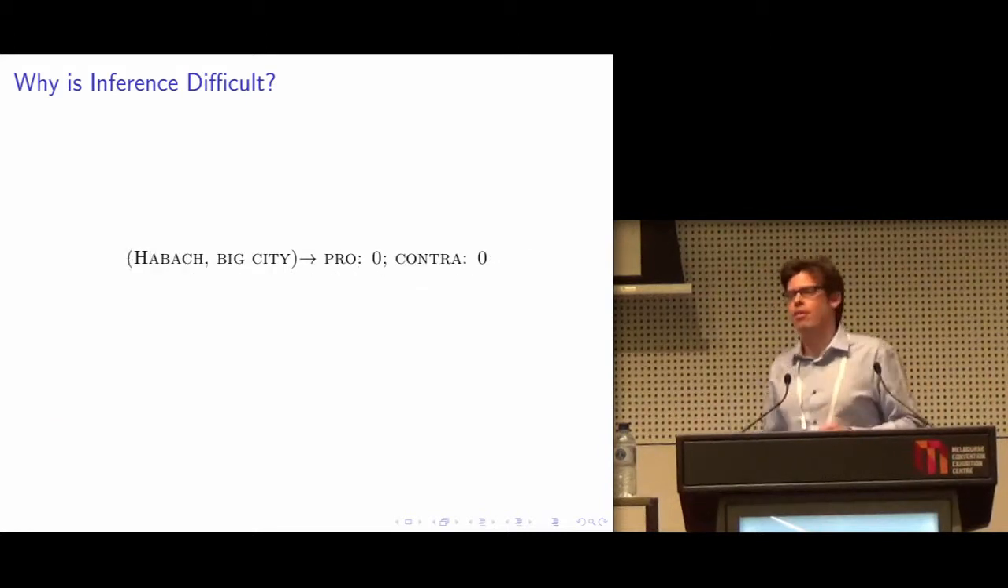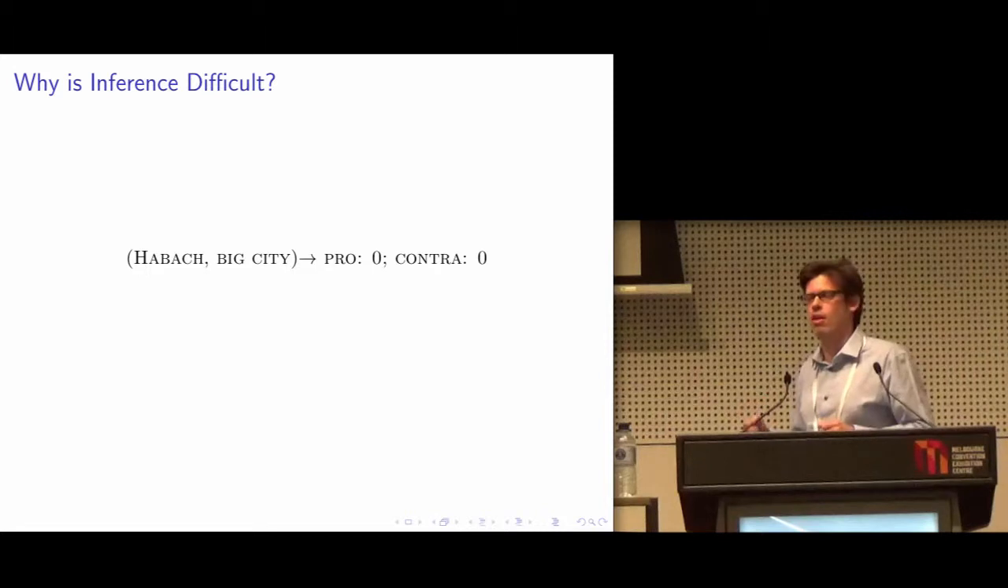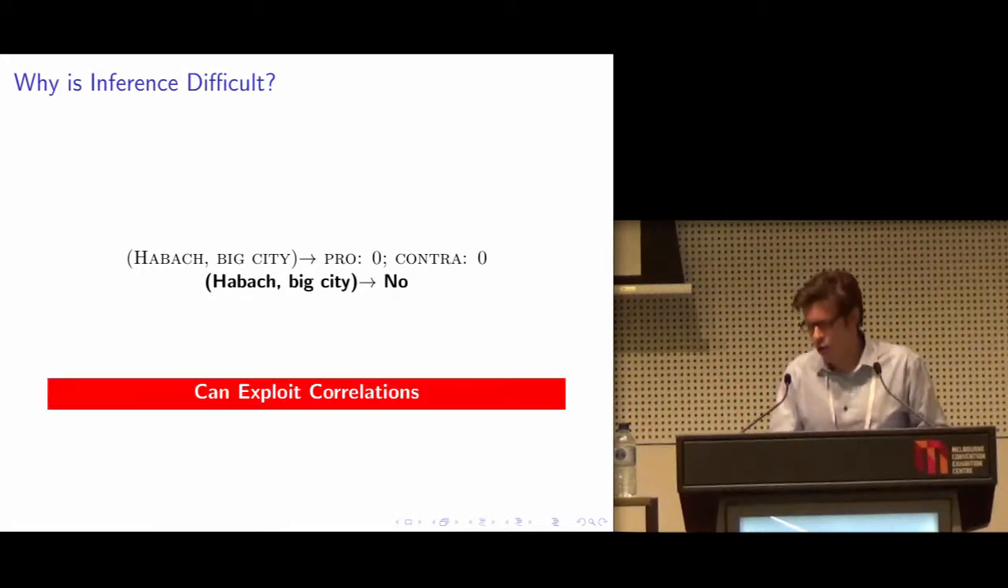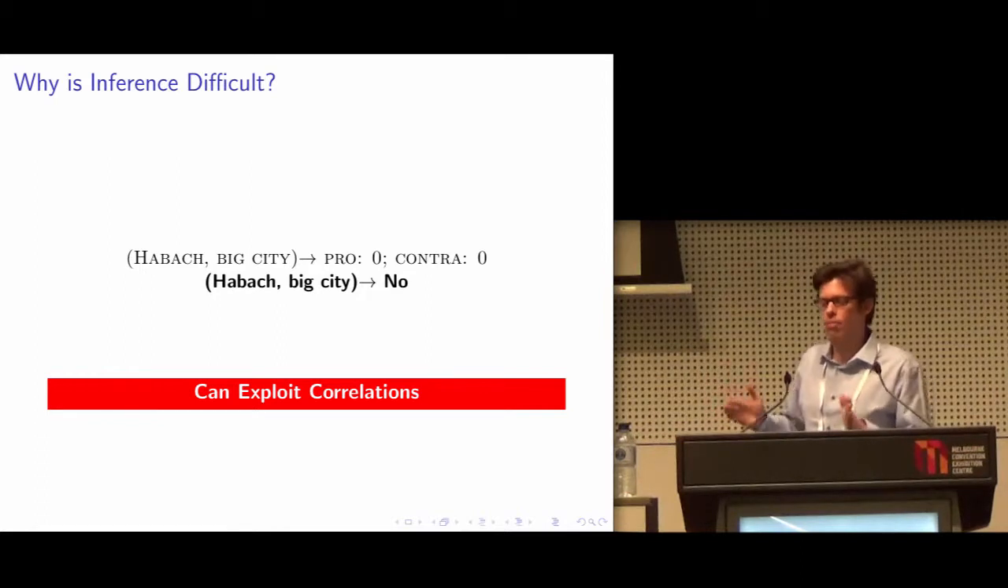Let's take another example. Let's say we want to find out whether one city is big or not and we don't find any single mention of that city on the web. In those cases, we can actually infer with high confidence that the city is not big. Because for cities, there's a strong correlation between whether the city is considered big and how often it is mentioned on the web. So we can exploit this type of correlation in order to make inferences.